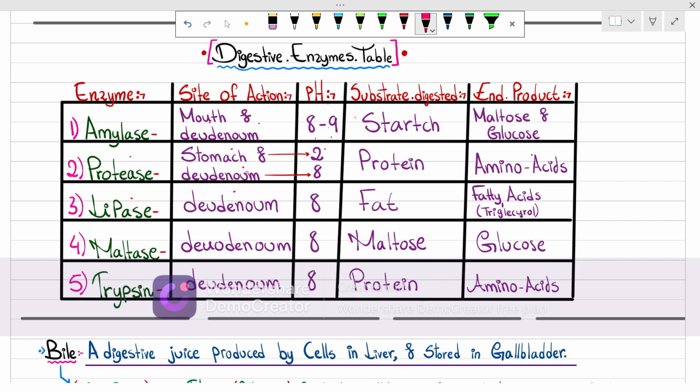Lipase is in the duodenum. Lipase with a pH of 8. Lipase digests fat into fatty acids and glycerol. Maltase is in the duodenum. Maltase digests maltose into glucose with pH 8. Trypsin and pepsin: trypsin in the duodenum, pepsin in the stomach. Pepsin pH 2, trypsin pH 8 to digest protein into amino acids.